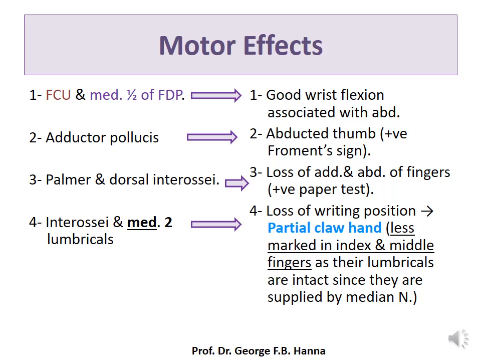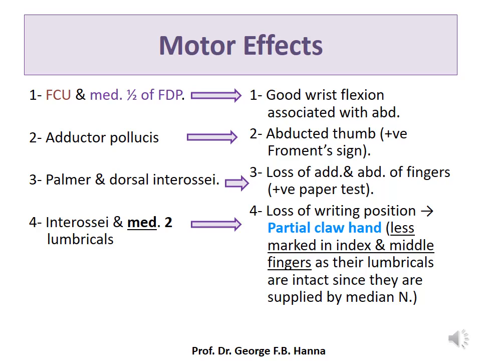Instead of that, the patient hyperflexes the flexor pollicis longus, which is supplied by the median nerve, which is normal. So the paper will be overwrinkled by this movement. This is called positive Froment sign.